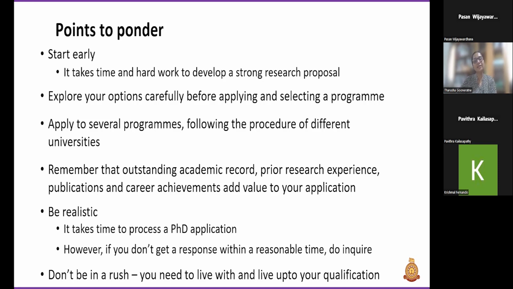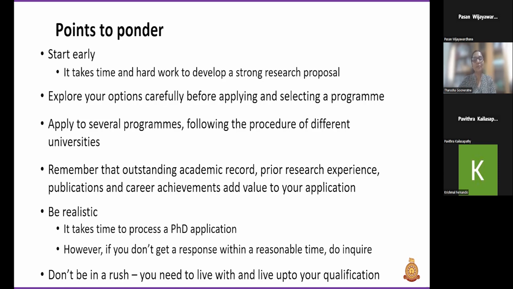And don't ever think, okay, I applied for one university, they are going to accept me and they are going to give me a scholarship. As I earlier said, specialty scholarships can be very competitive. So you need to apply to several programs. But remember, you might need to do some adjustments to your research proposal as well as certain other documents that these different universities ask for. So you have to follow the procedure. You can't just have one standard thing and submit everywhere. Identify their requirements and follow the procedure of different universities.